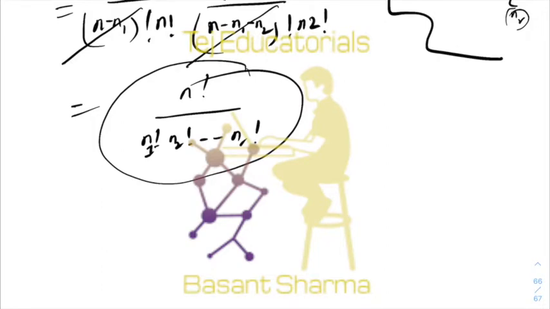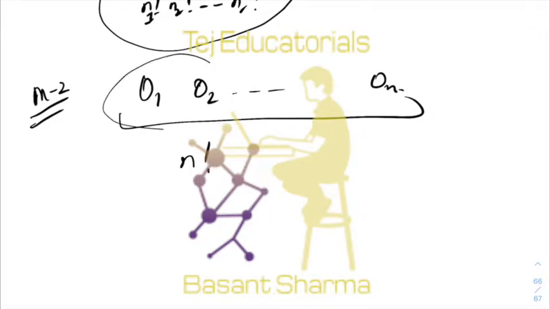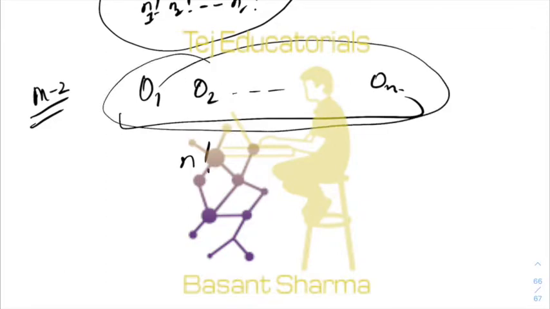Another way of understanding the same thing is, suppose method 2. Suppose the n objects are O1, O2 till On. Alright, let these be the n objects. Then the total number of arrangements of these n objects is n factorial. Now what we want is to partition these n objects into R groups.